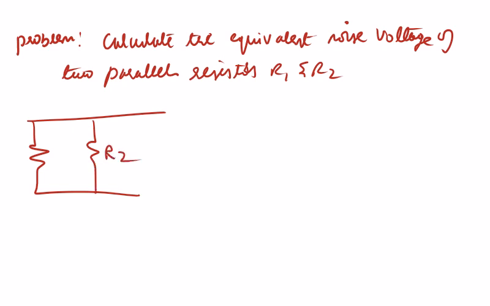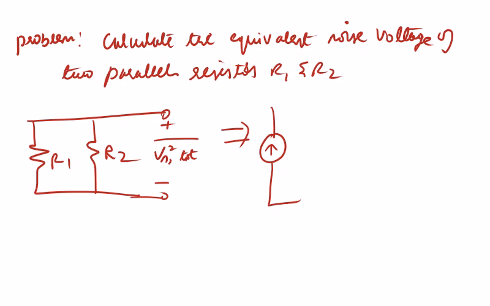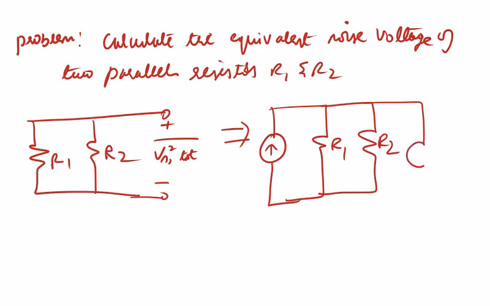This is R2, this is R1, with a noise voltage source Vn² total mean. So equivalently, I can write it as a resistance R1 in parallel with R2, in parallel with the current sources, this is IN2, this is IN1.